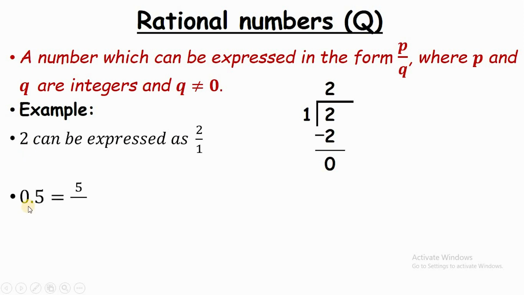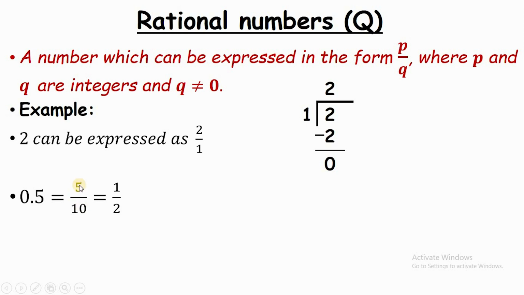Let's take a second example, that is 0.5. Now this is a decimal number, and 0.5 can be expressed as 5 by 10, because when you move the point towards the right, then you add a 0 at the denominator. So 5 by 10. Now 5 and 10 have a common factor, that is 5.